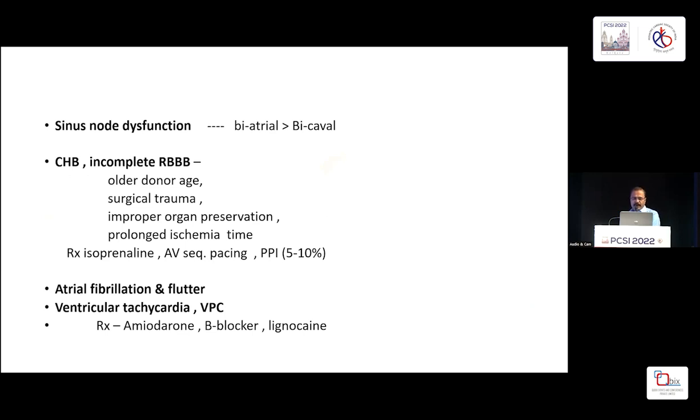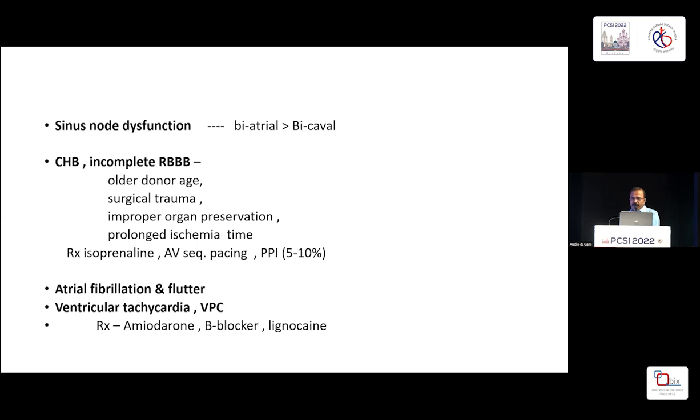Complete heart block and incomplete heart blocks, incomplete RBBB, are common, especially if the ischemic time is long, organ protection is not good, or if there is surgical trauma. In this kind of scenario, we manage the patient with isoprenaline and AV sequential pacing. Hardly 5% of patients need a permanent pacemaker for complete heart block.